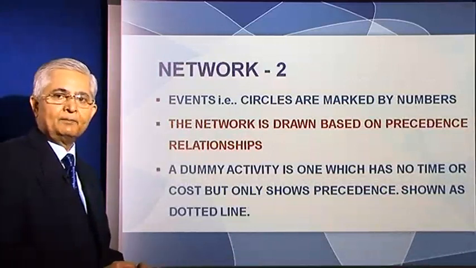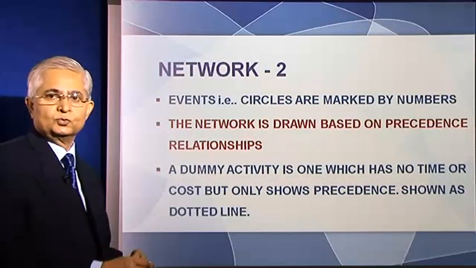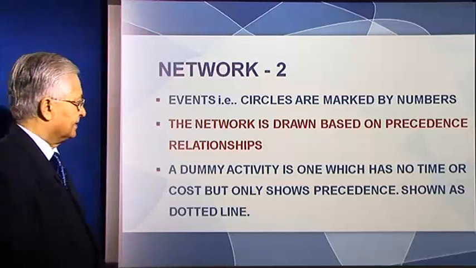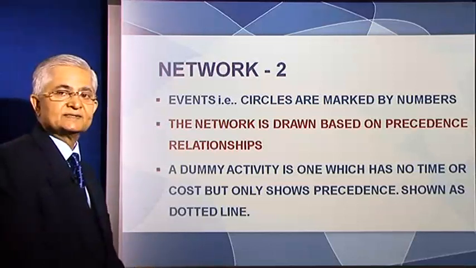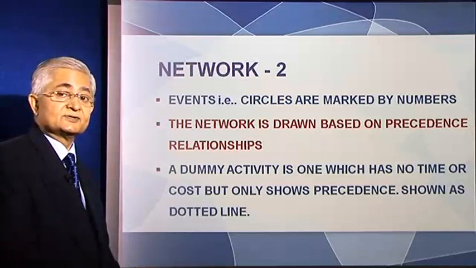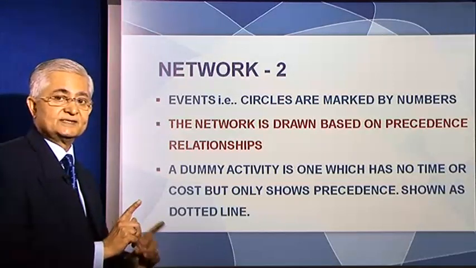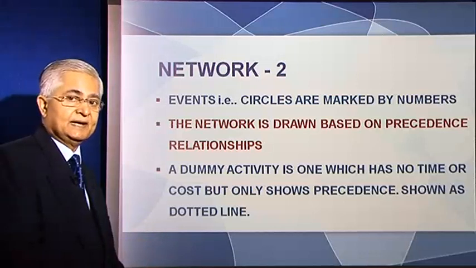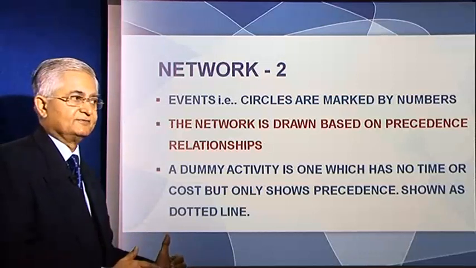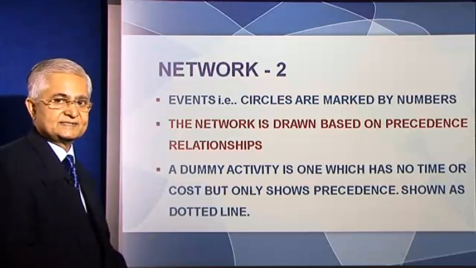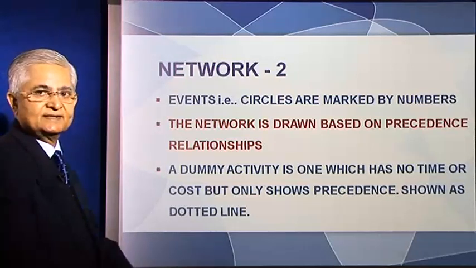These events are marked by numbers 1, 2, 3, 4. The network is drawn on the basis of the precedence relationships. We have established the precedence relationships in the WBS. Which activity should come first and which activities are linked, that has been established. On that basis, the network is drawn.